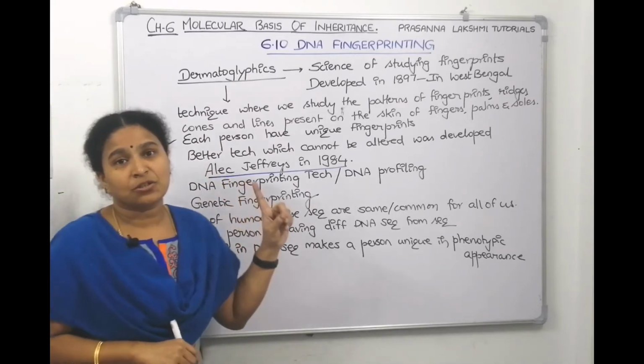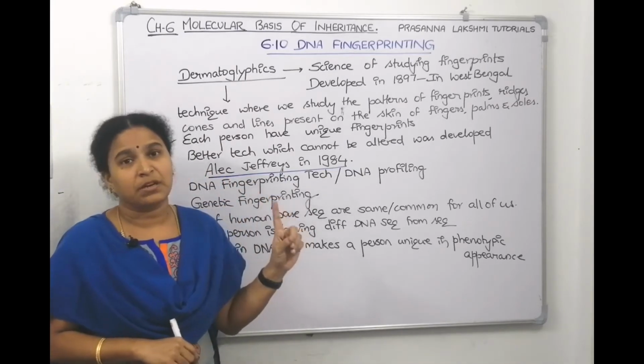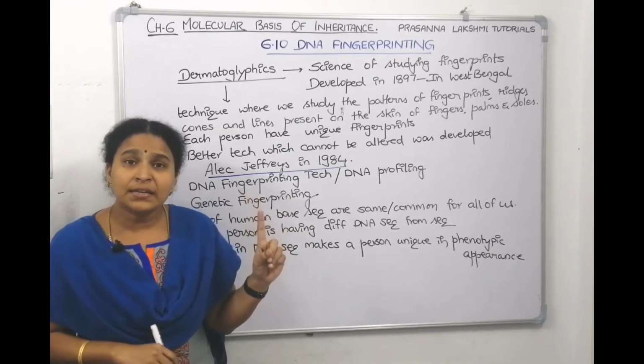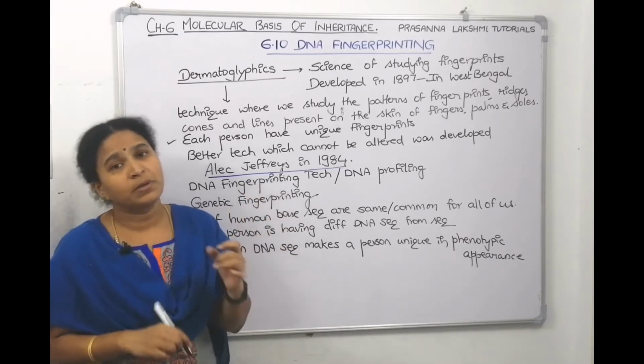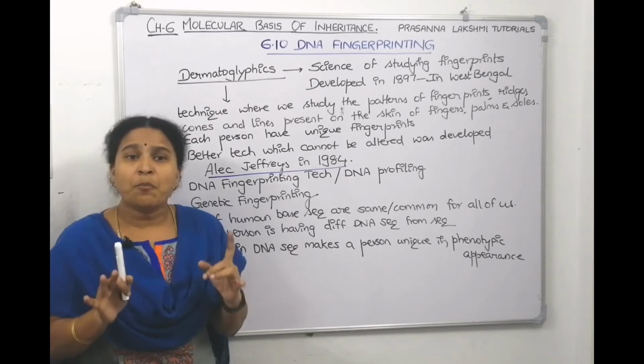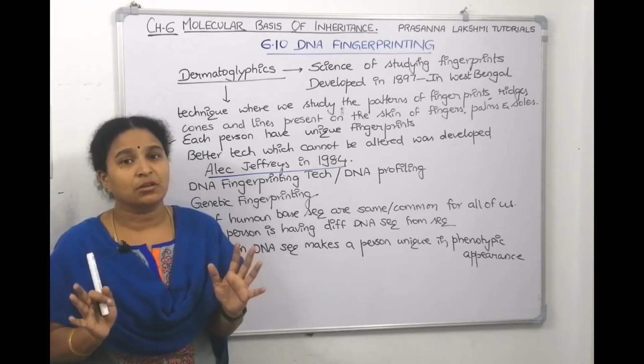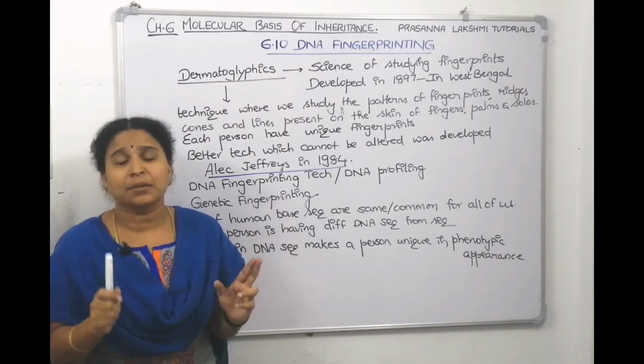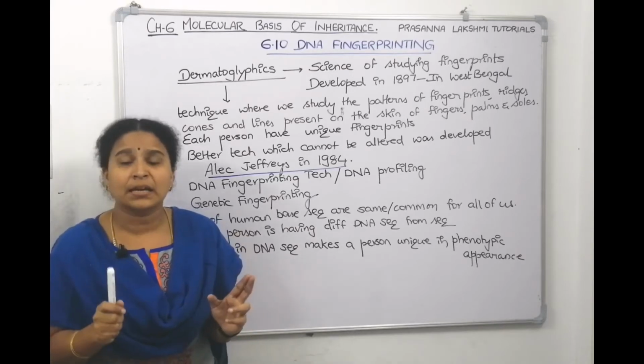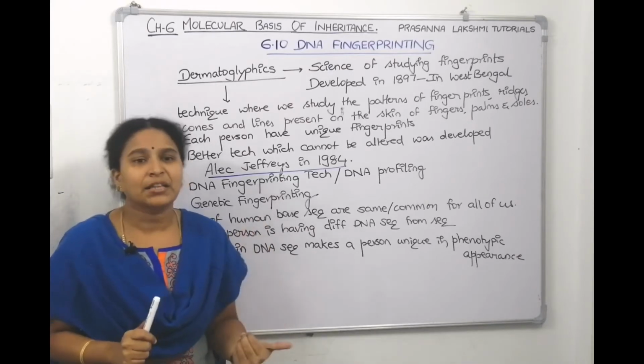Now, in the previous session, we studied the human genome sequencing. Through that, we came to know that 99.9% of the base sequence of all humans is the same. Means to tell that 0.1% we are different from each other. And this 0.1% makes a person unique in phenotypic appearance from the other person.